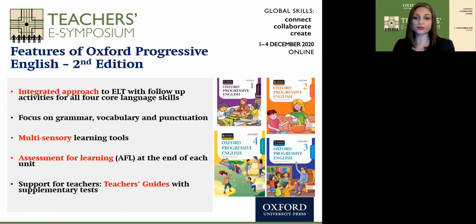There are multi-sensory tools in the Oxford Progressive English Second Edition with a special focus on grammar, vocabulary, and punctuation. There are assessment for learning tools as well, because of course teachers don't want to wait till the end of the year to find out that some students have been left out of the learning process. They can identify the need gaps really closely and nip them in the bud if they monitor students' learning as they go along. So there are assessment for learning tests for that. There are also supplementary tests in the teacher's guide.